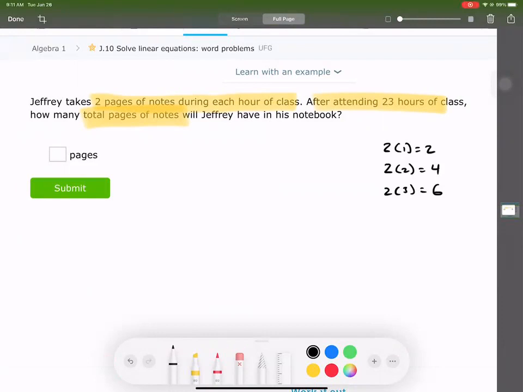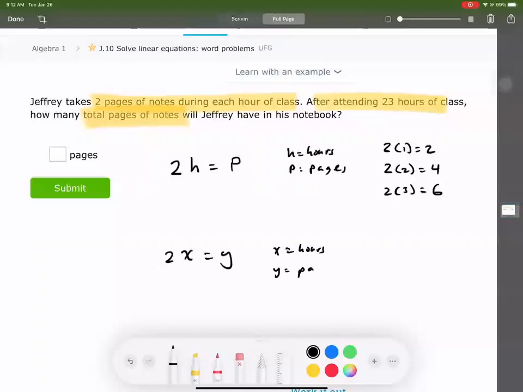So instead, let's come up with an equation. If it's 2 pages per hour, and let's use h for hours, that will give us our total number of pages, and I'll use the letter p. Now these variables could be x and y. You could have said 2x equals y. And we just have to label the variables. h is hours and p is pages, or we could have done x is hours and y is pages.